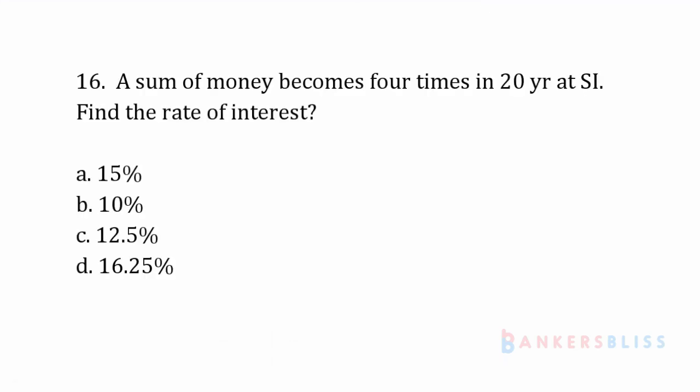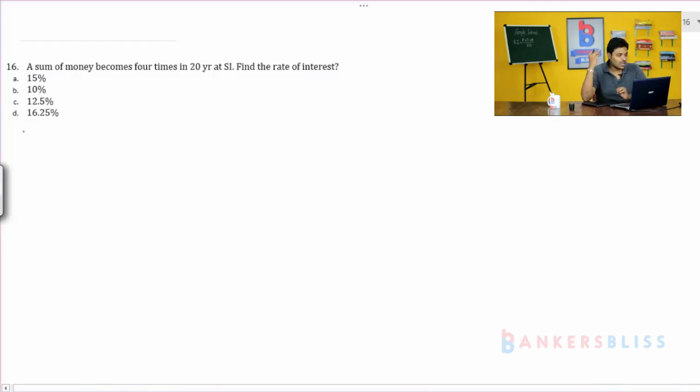A sum of money becomes 4 times in 20 years at simple interest. Find the rate of interest. See, a very, very important question. A sum of money becomes 4 times in 20 years. Means if you deposit rupees 100, after 20 years you are going to get back 400 rupees. Rate of interest we have to calculate. Rate of interest means rate percent per annum, percent per 100. So always consider 100. It is very easy to calculate. Whatever value you get, that is per 100.